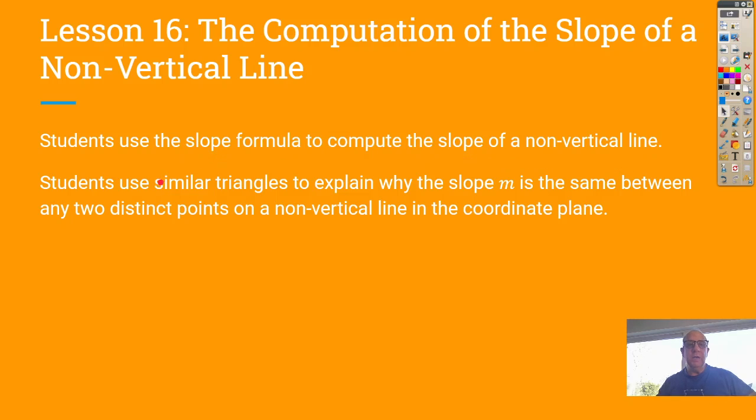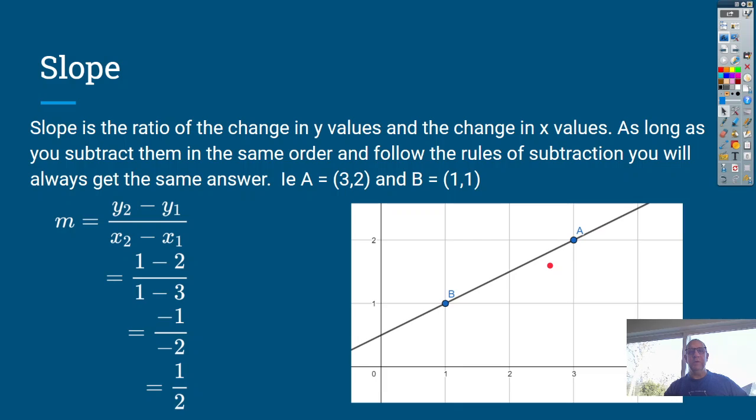All right, we will use similar triangles to explain why the slope M is the same between any two distinct points on this non-vertical line in a coordinate plane. All right, so let's start with our slope formula. Slope is a ratio of the change in y values and the change in x values. So how do you find the change in something? You find the difference between them. You subtract them. So we're going to take the ratio of the y over the x. So we're going to subtract the y values and subtract the x values.